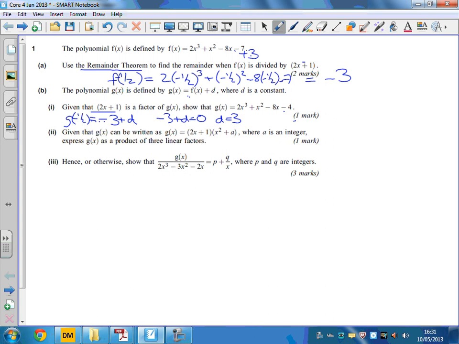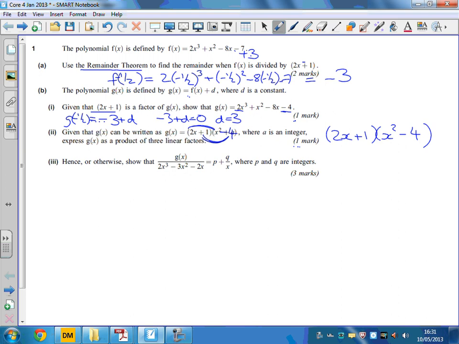There's only 1 mark here for the factorising as well. You could do a long division, but it would take you too long. Look at this. You know that 2x times x squared gives you the 2x cubed. Look at the other bit. 1 times that must give the minus 4. A has got to be minus 4. So we've got 2x plus 1 times x squared minus 4.